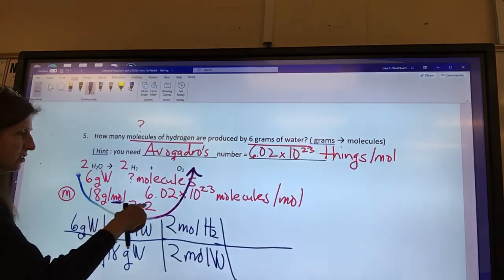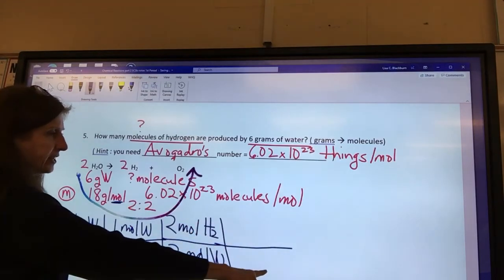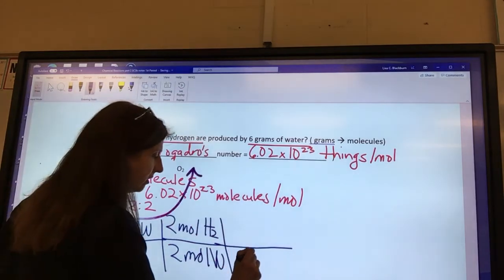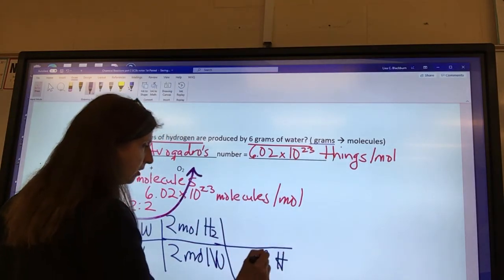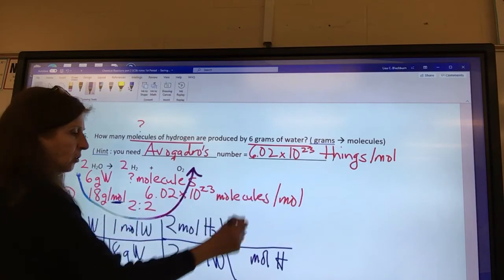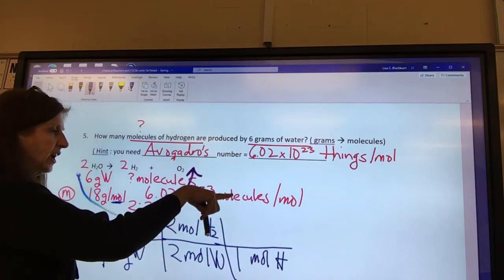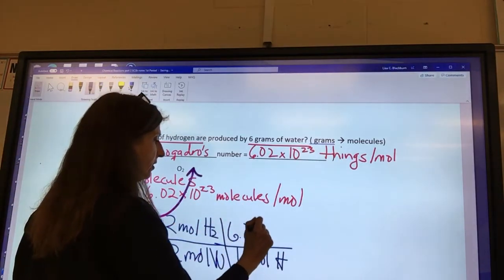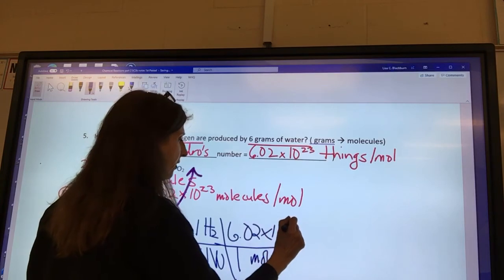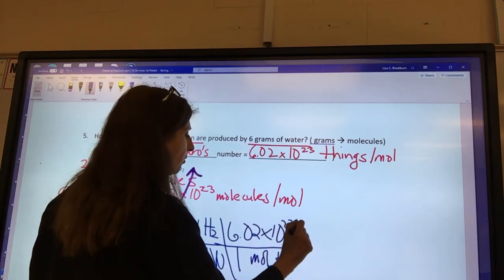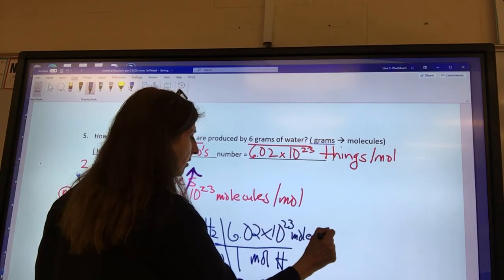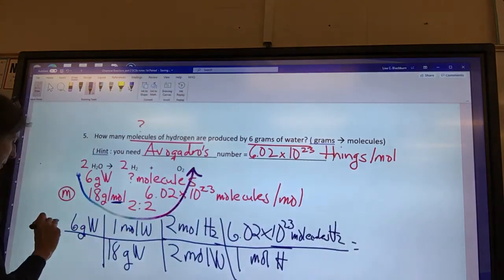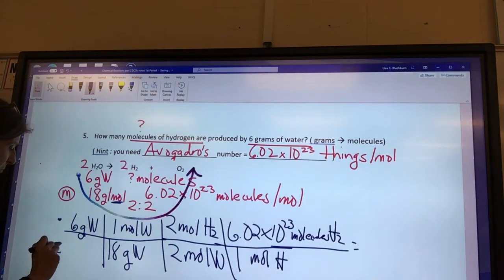Okay, going on around my circle, and looking here, what goes down here? Moles of hydrogen. It's that mole's right there. What number goes with that mole? 1. What goes on the other side of the fraction bar? 6.02 times 10 to the 23rd molecules of hydrogen. Multiplying number on top, dividing number on bottom.